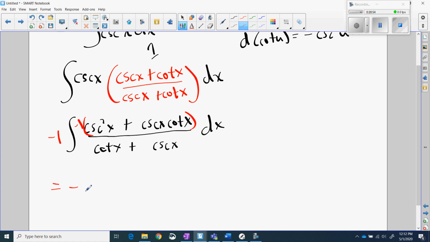a negative natural log of cotan x plus cosecant x plus c. So that's the only little bit of extra step at the end: the numerator is not quite the derivative of the denominator. It's off by a factor of -1. Multiply by your -1, offset it with a -1 in front, and then you're in business. All right, so those are two trickier ones you've got to watch for.